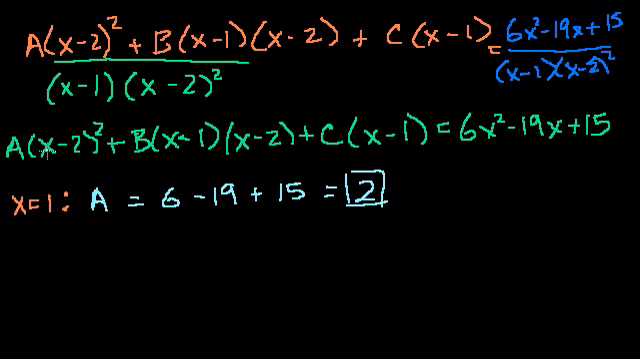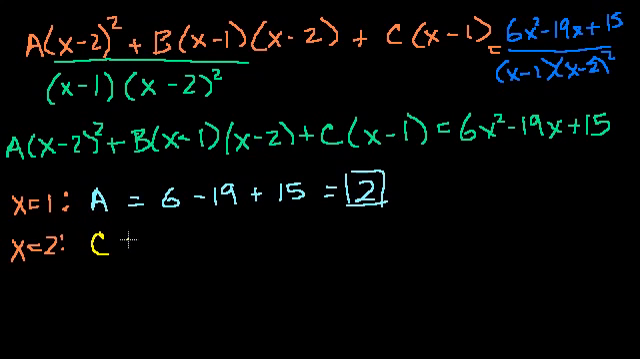If we make x equal to 2, the a will disappear. This whole term will disappear because this would be 0. So we could use that to solve for c. So if we say that x is equal to 2, then this term would be 0, because x minus 2 would be 0. And we're just left with c times 2 minus 1, so that's just 1.